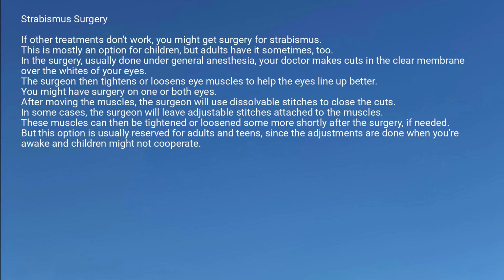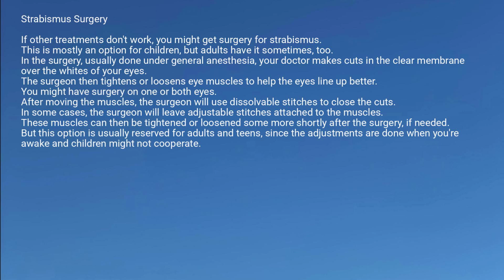In the surgery, usually done under general anesthesia, your doctor makes cuts in the clear membrane over the whites of your eyes. The surgeon then tightens or loosens eye muscles to help the eyes line up better. You might have surgery on one or both eyes. After moving the muscles, the surgeon will use dissolvable stitches to close the cuts. In some cases, the surgeon will leave adjustable stitches attached to the muscles. These muscles can then be tightened or loosened some more shortly after the surgery, if needed.